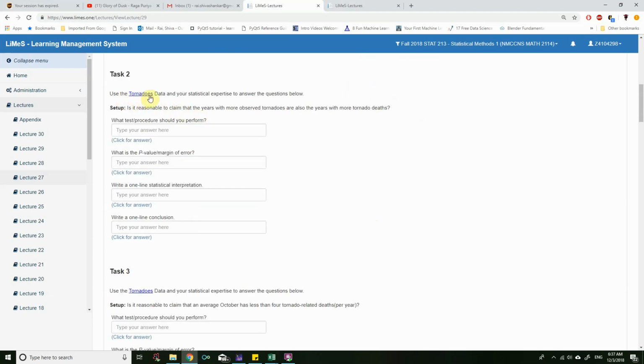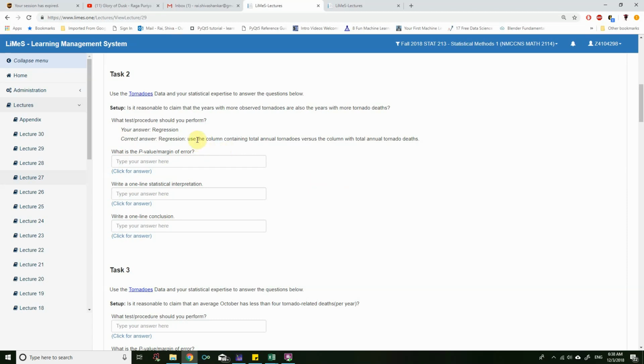Use tornadoes data again and your statistical expertise to answer the question below. Is it reasonable to claim that the years with more observed tornadoes are also the years with more tornado deaths? Then that means it is giving us the relation between more observed tornadoes leading to more tornado deaths. So we go for regression.